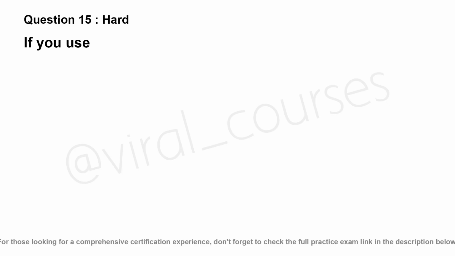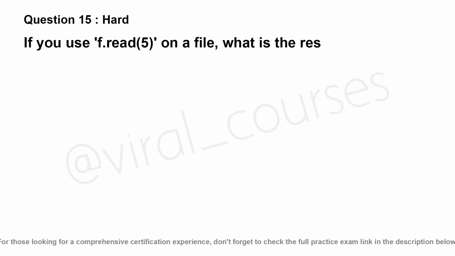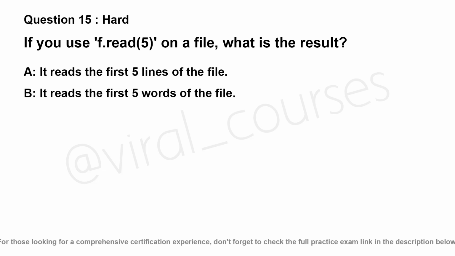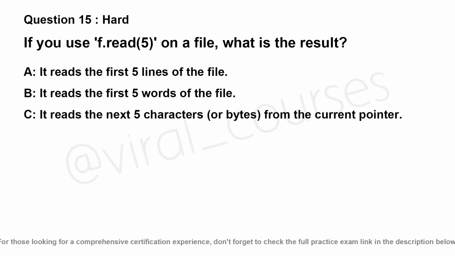If you use read(5) on a file, what is the result? Option A, it reads the first 5 lines of the file. Option B, it reads the first 5 words of the file. Option C, it reads the next 5 characters or bytes from the current pointer. Option D, it skips the first 5 characters.